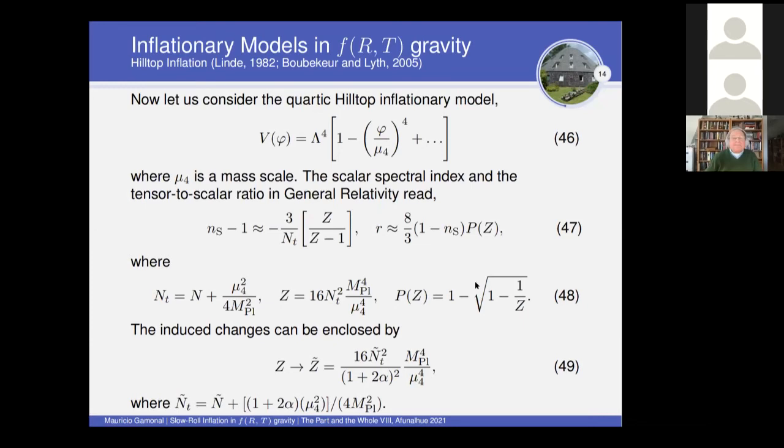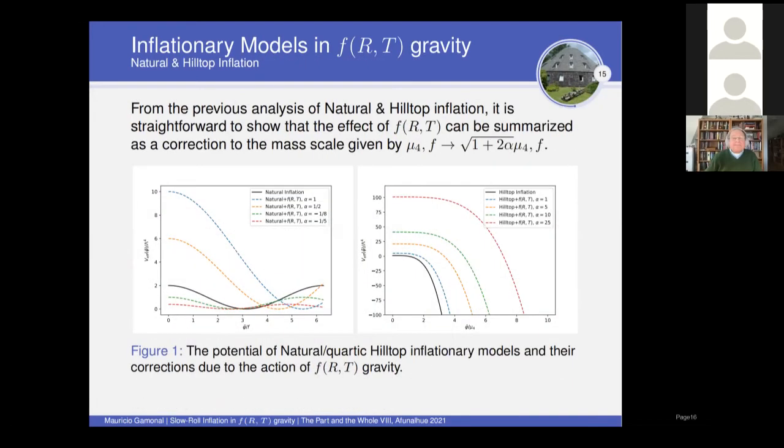I did the same with hilltop inflation, and the result is basically very similar. There are similarities between those models. The main contribution can be enclosed by the following change: the modification of this model of gravity is changing the mass scales of the theory in natural and hilltop inflation. We can see here the plots of the potential and how they change by changing the value of alpha.